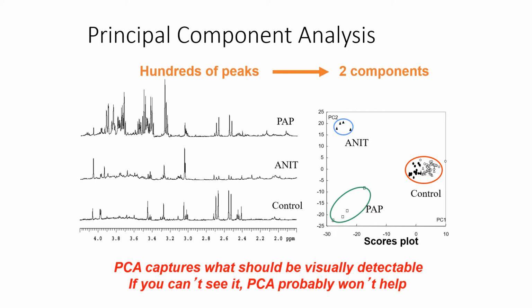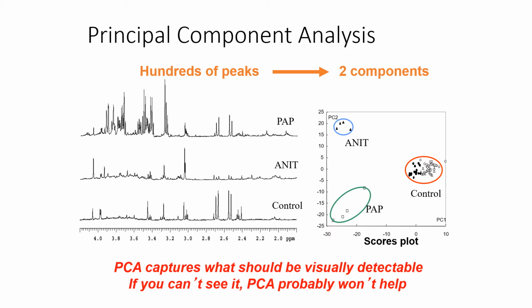and plotted this out on a scores plot. There are about 25, 30 controls in the red circle. The ANIT group, there's 4 of them, and the PAP group, there's 4 of them in green. We can see that they form 3 very distinct clusters. Just as our eyes can tell you, even if you don't know much about NMR spectroscopy, that the spectra are very different between the control, the ANIT, and the PAP group.